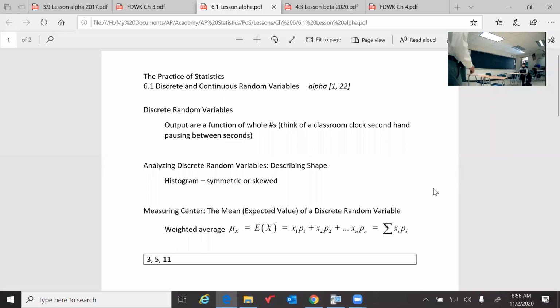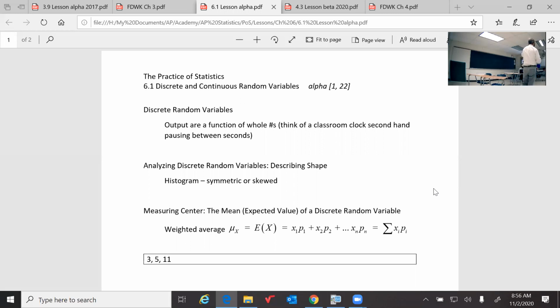So this is 6-1 alpha. We're dealing with discrete and continuous random variables. So what do those words mean? If it is discrete, the easiest way to communicate that is for you to turn around and look at the clock. If you look at the second hand, that second hand is not sweeping. It pauses between each second. It's discrete.